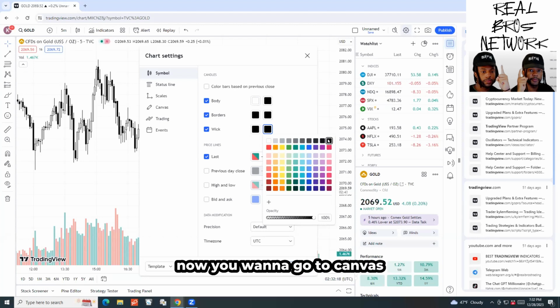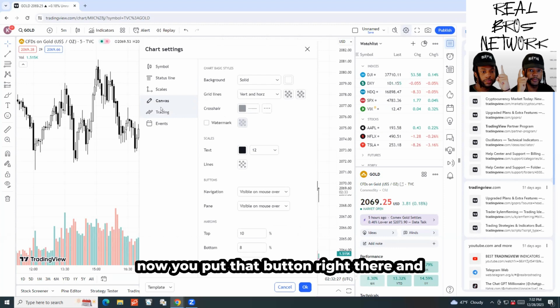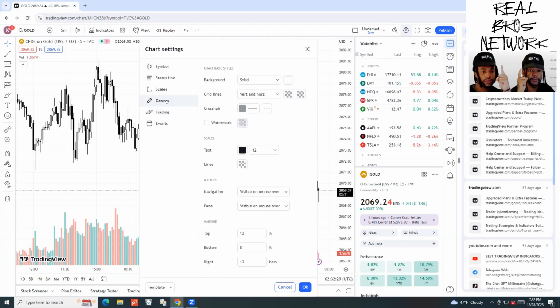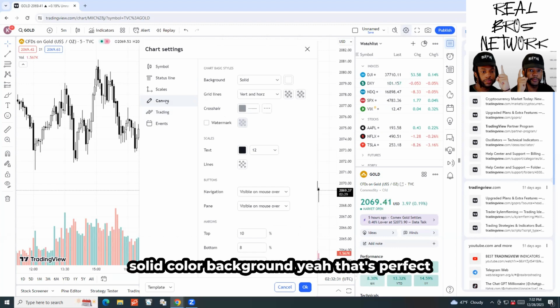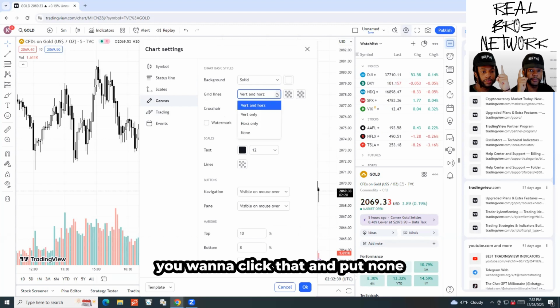Now you want to go to Canvas, where it says Canvas to the left. Click that button right there and choose solid color background. Yeah, that's perfect. Where it says grid lines, vertical and horizontal, you want to click that and then put none.